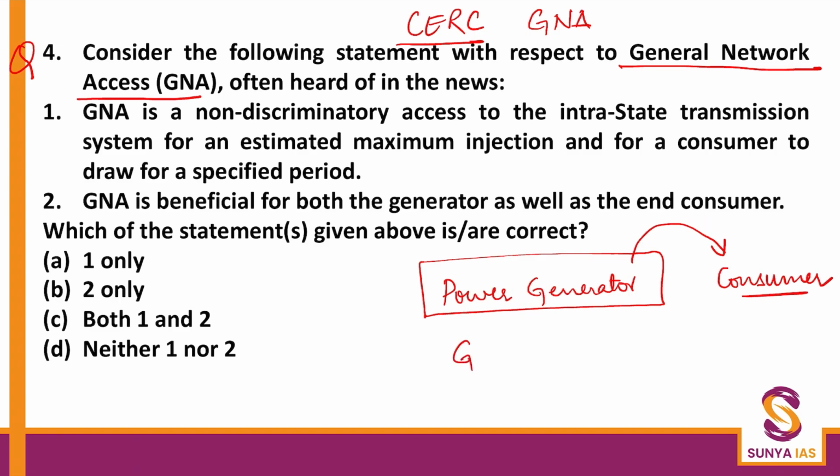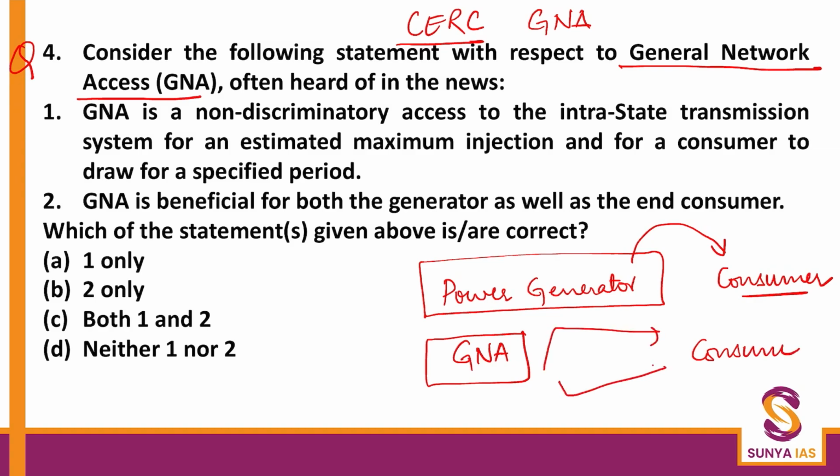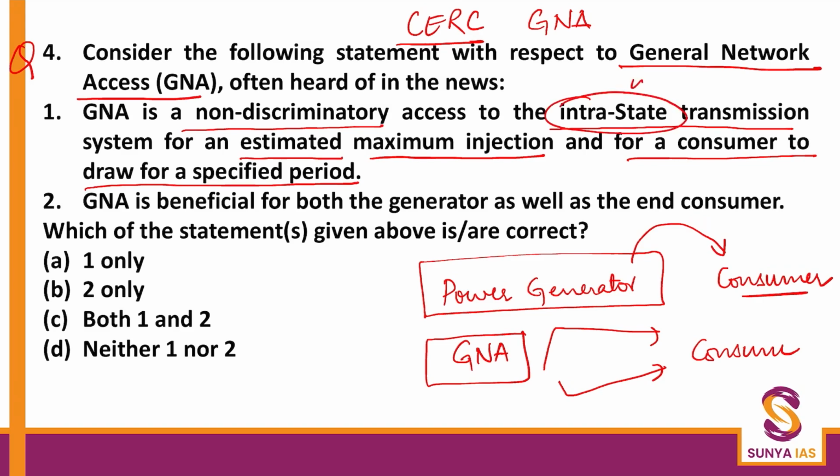Now, under the GNA, General Network Access Regime, what we are planning will enable the supply to the consumer from any point, any state. The basic aim is to provide non-discriminatory open access to the interstate transmission system. Got it? Let's read the statements. GNA is a non-discriminatory access to the intrastate transmission system for an estimated maximum injection and for a consumer to draw for a specified period. Okay, so class, intrastate, it should be interstate.